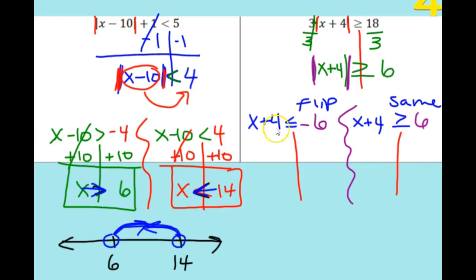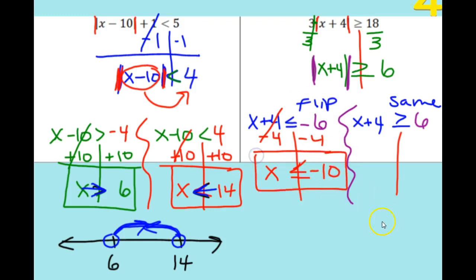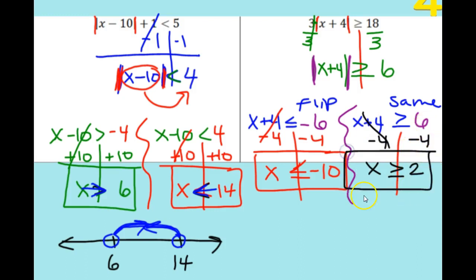So first, let's get rid of that plus 4. We need to subtract 4. We have x is less than or equal to negative 6 minus 4, same sign, add and keep, that's a negative 10 altogether. And then on the other side, same thing, subtract 4 to get rid of the adding 4. And we have x is greater than or equal to, well, 6 minus 4 is 2.